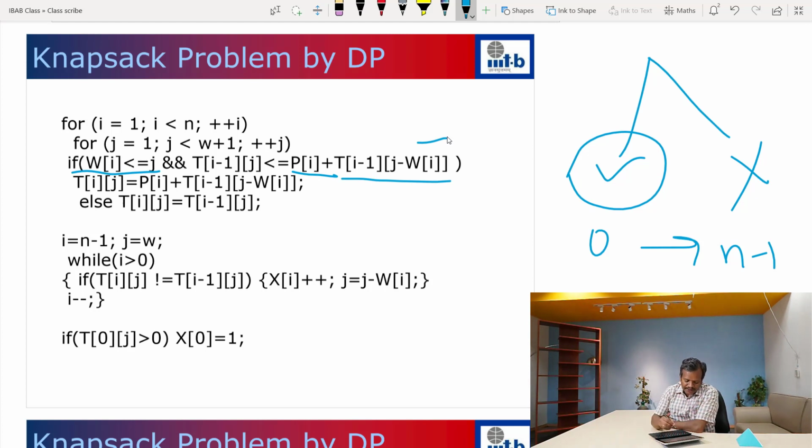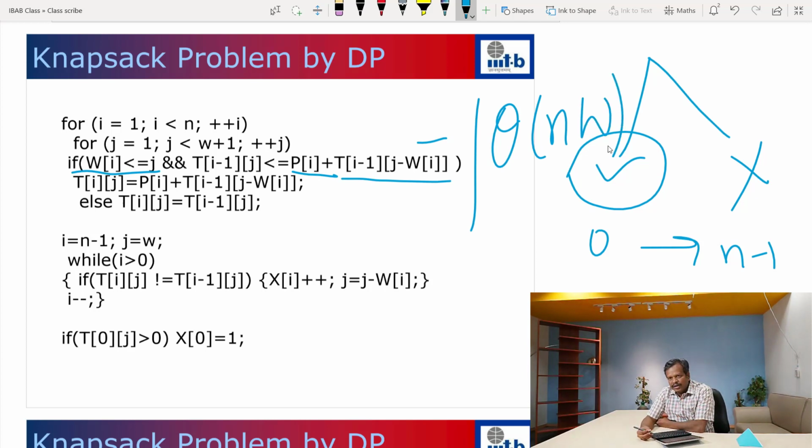If this condition is false, then either the item that I am considering cannot be fitted into the knapsack, or picking that item is not beneficial to me. In that case, I just set T of I comma j equal to T of I minus 1 comma j. It is easy to say that the complexity of this algorithm is theta of n into capital W, where n is the number of items and W is the size of the knapsack. We also need a space of order n into W to store the table T of I comma j, which is shown in the diagram here.